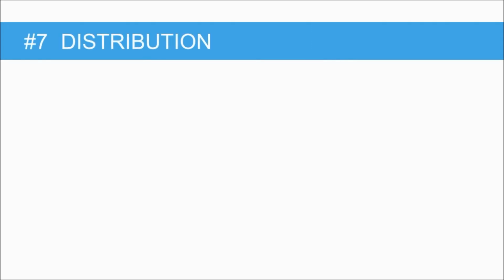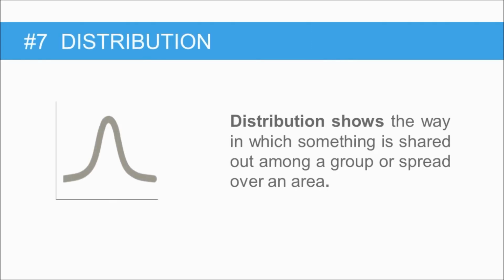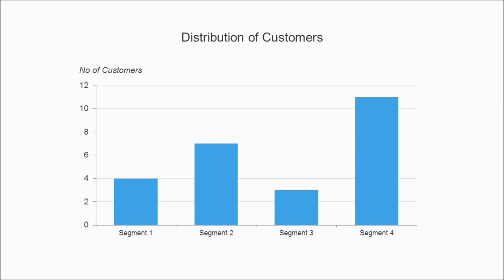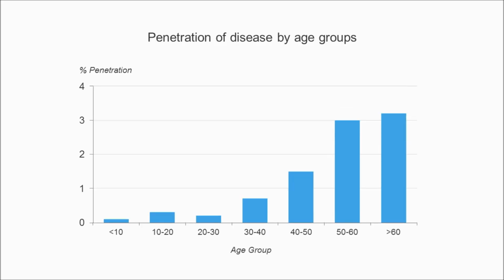Seventh one is distribution. It shows the way in which something is shared out among a group or spread over an area. For instance, a graph shows how many customers there are in each market segment, or the percentage penetration of a disease amongst different age groups.